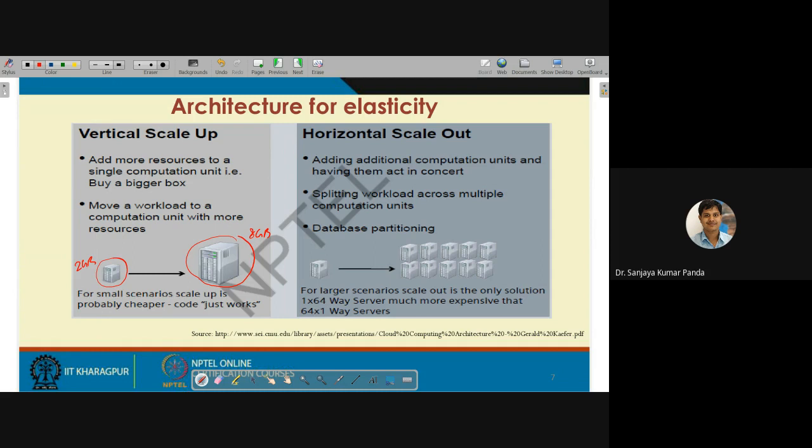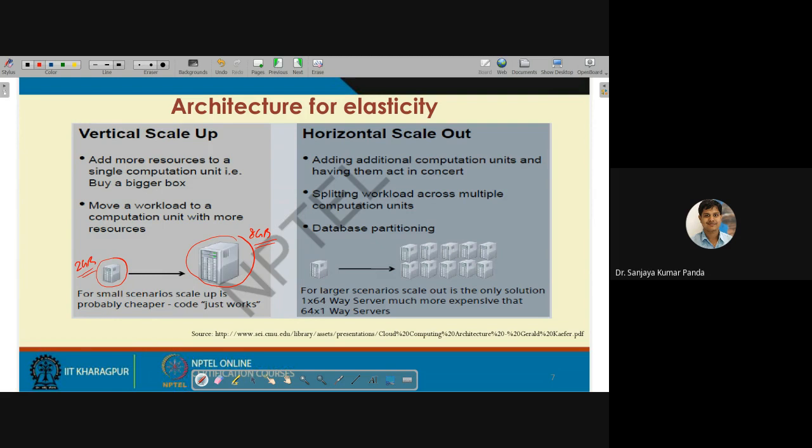So you move a workload to a computational unit with more resources. It has fewer resources, but we want more resources. That is called vertical scale up. For a small scenario, scale up is probably cheaper, or you can say the code just works. For a simple scenario, or if you don't want to scale by a large amount, like our systems are slow, that's why instead of 2 GB we put 4 GB. In that case, vertical scale up is good.